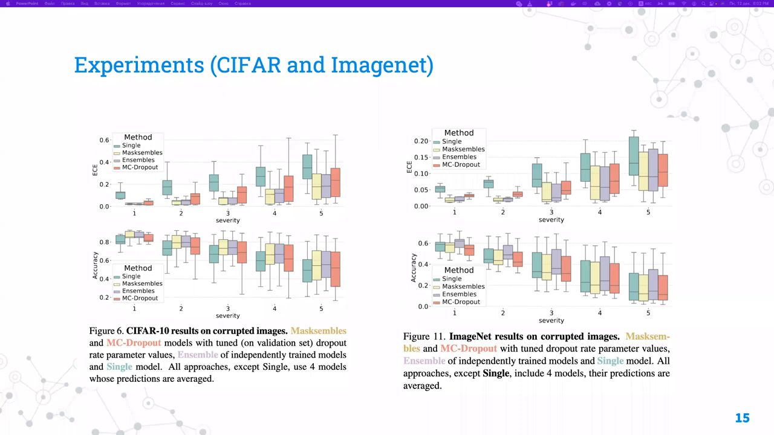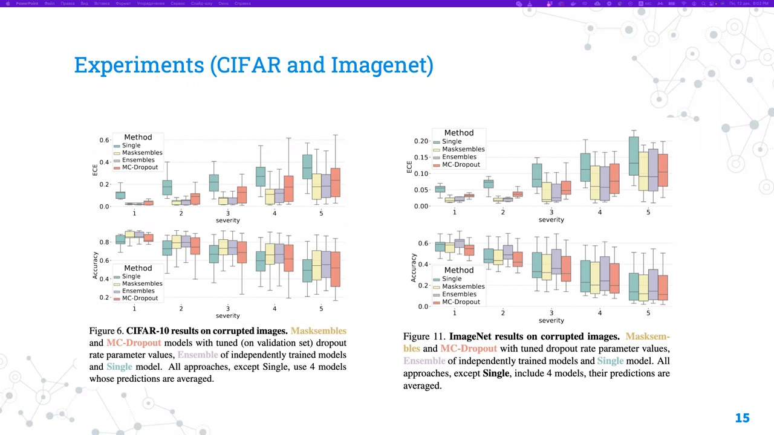In terms of, for example, the number of weights we've been using for our model, that was significantly lower than the number of weights for ensembles. Yeah, that's the major point, I guess, in this particular situation.